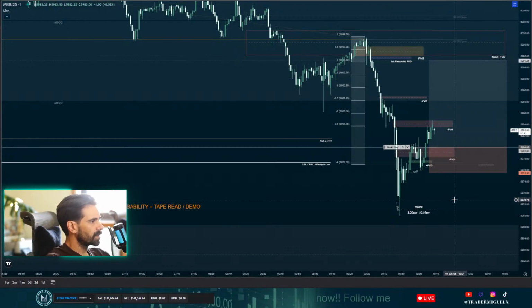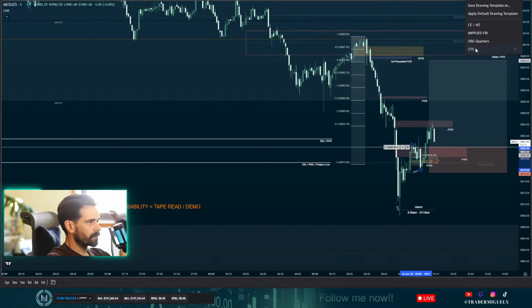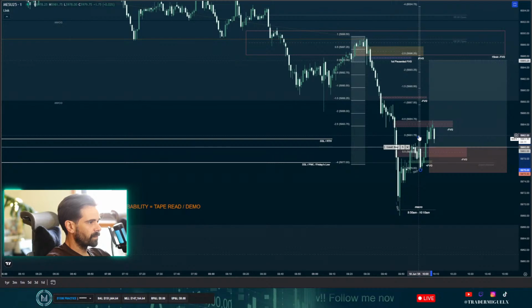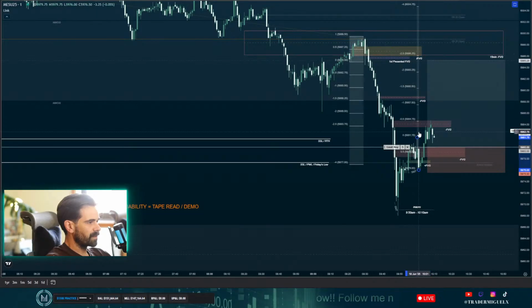So we still might go here just to move a bit higher if we project this last. Yeah, this should be enough. This projection would take us to the first presented fair value gap at minus 2.5.